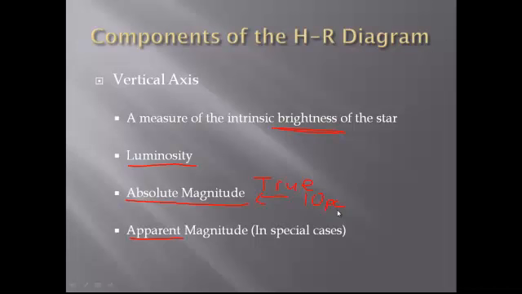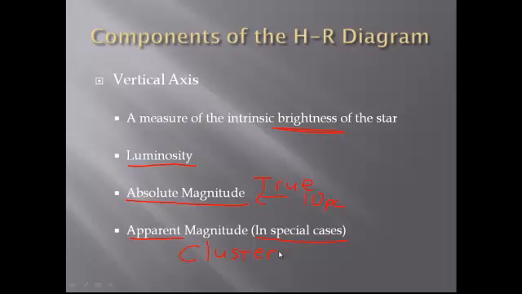So we can use those two things. We can use the luminosity or the absolute magnitudes. Those are true measures of the intrinsic brightness of the star. And I also note on here, in special cases, you can use the apparent magnitude. You can use the apparent magnitude when you're looking at a cluster of stars. Why can we do it when we look at a cluster of stars? How come we can use it in a cluster, but we can't just use it in general? Because when we're looking at a cluster, we know that all of those stars are essentially at the same distance from the Earth.